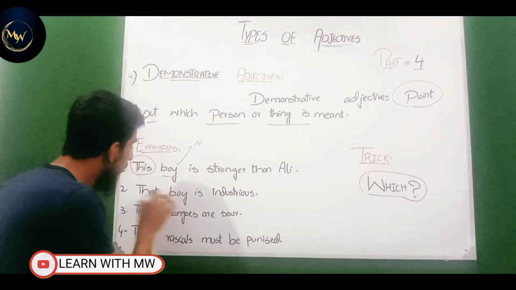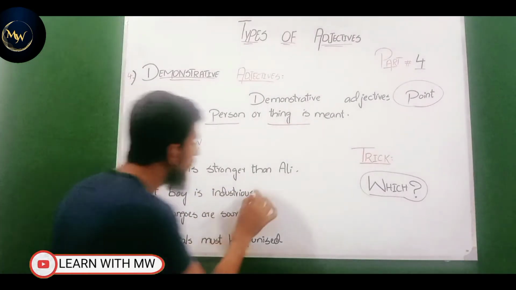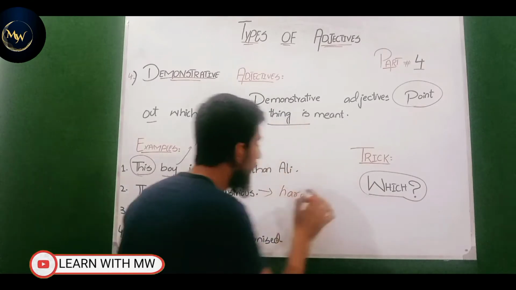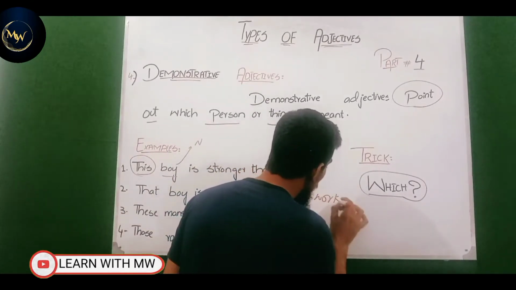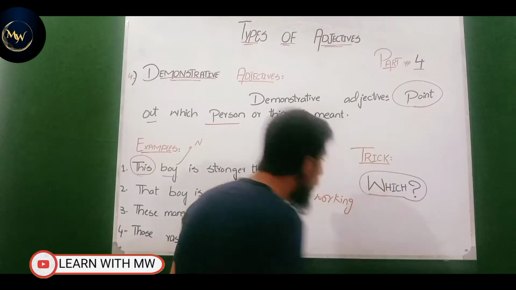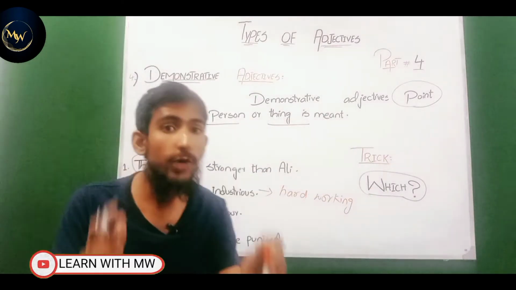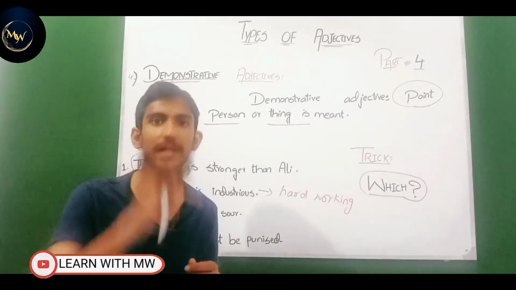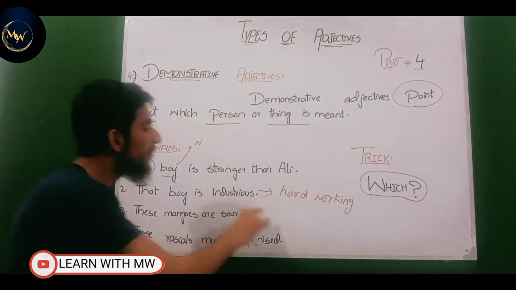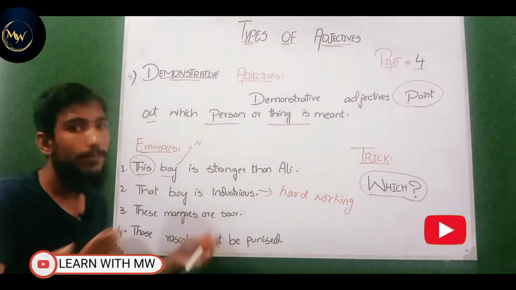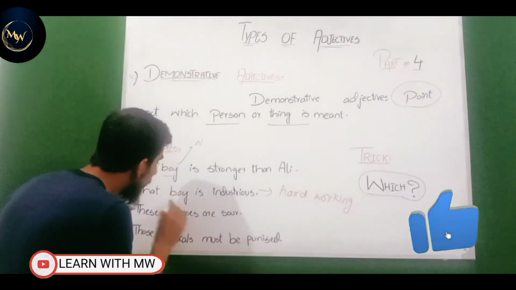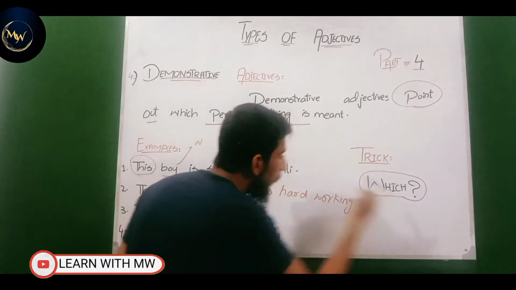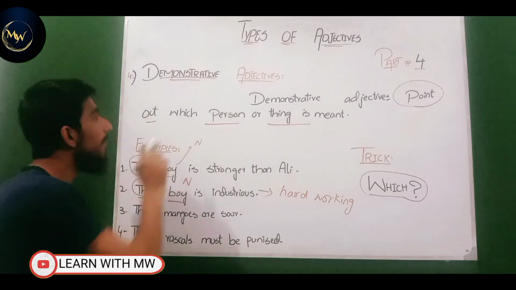Now look at this: "That boy is industrious." Industrious basically means hardworking, so we have learned a very important word. Stay connected with us; we will also be uploading videos on vocabulary, which we will discuss through mnemonics, etymology and root words in a very detailed and conceptual way. So, industrious means hardworking. Which boy? That boy. Boy is a noun, and "that" gives the answer to "which?" That's why "that" is a demonstrative adjective.